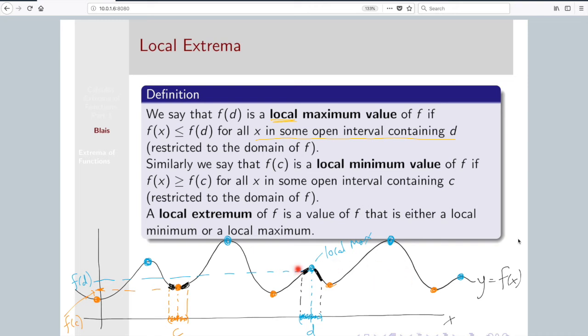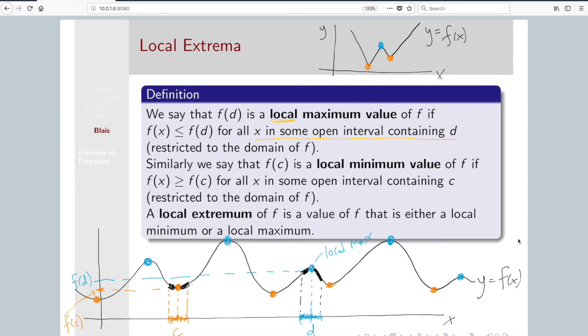Now we did draw this in a way where the function was differentiable. It doesn't have to be. You could also have local extrema that look like this. So using our same color coordination, we would have a local maximum at that point. And we would have local minima at these 2 points. So we don't necessarily require the function to be differentiable for a local extreme value to be defined.